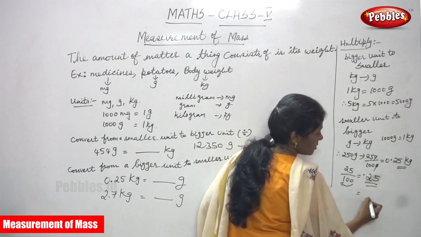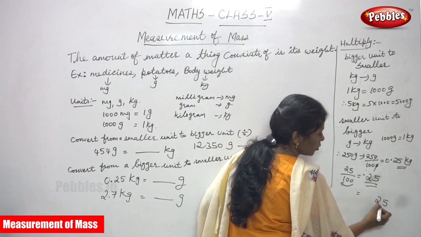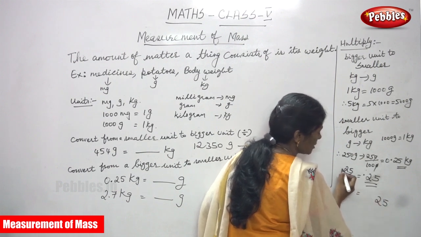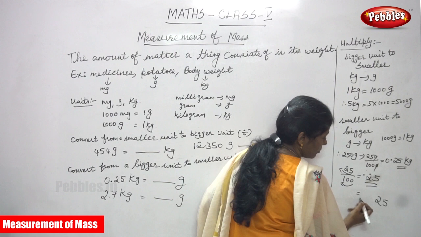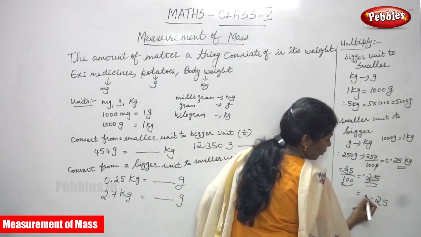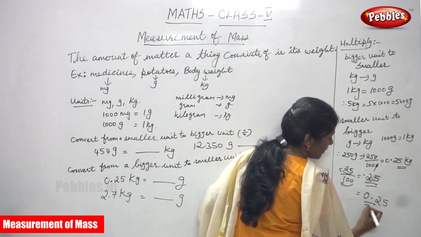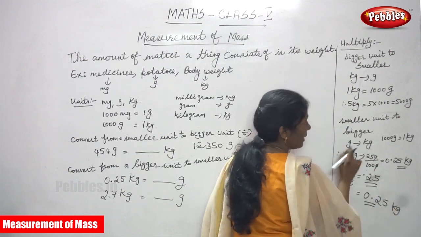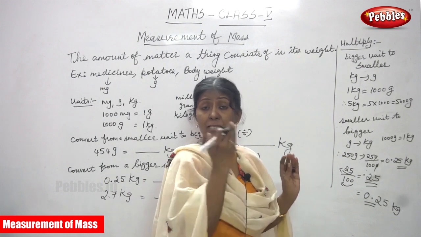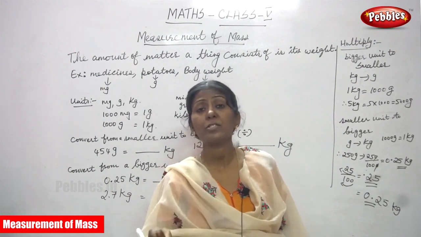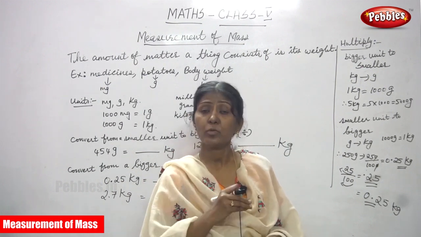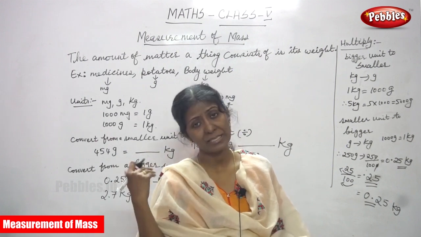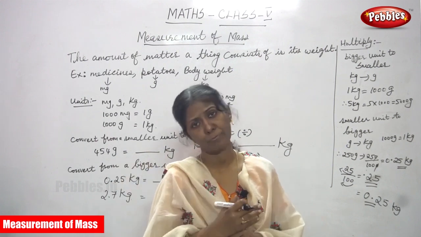So after that, 2 decimal places to the left, and then you put a point and add the zeros to represent the decimal: 0.25 kilogram. So converting gram into kilogram, smaller unit into bigger unit, means you have to divide, and converting bigger unit into smaller unit you have to multiply, according to the formula value.